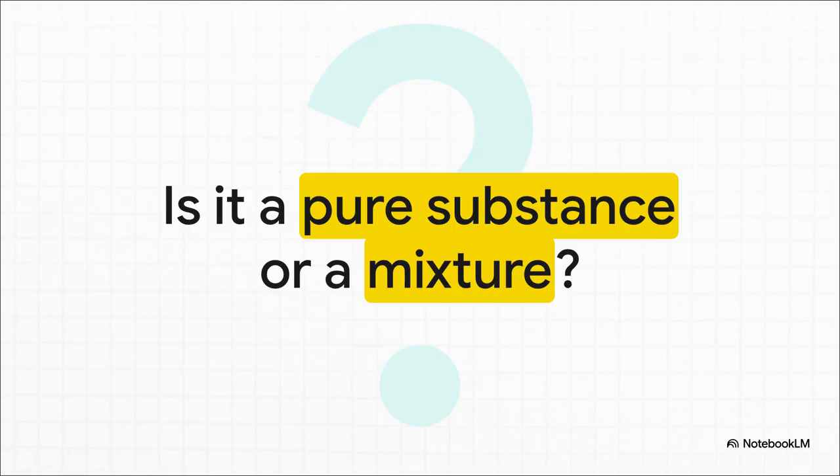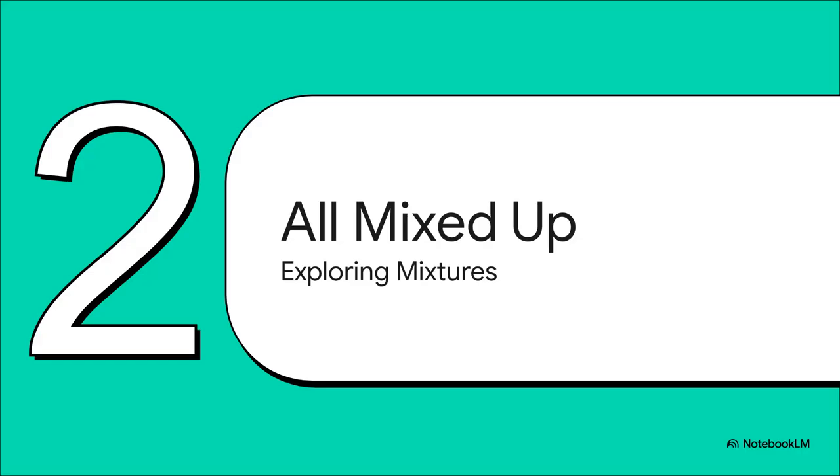So the first, most important question is right at the top. When we look at something, the very first decision is this: is it one single pure thing, or is it a bunch of different things all physically jumbled together? This question immediately splits our map into two main paths: pure substances and mixtures. Let's start by heading down the mixtures path.